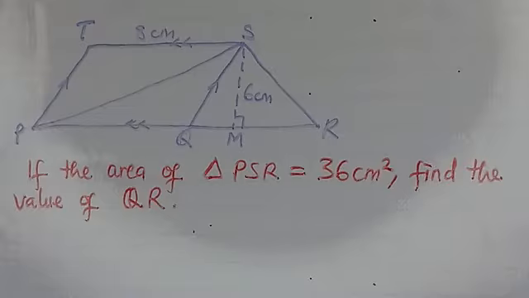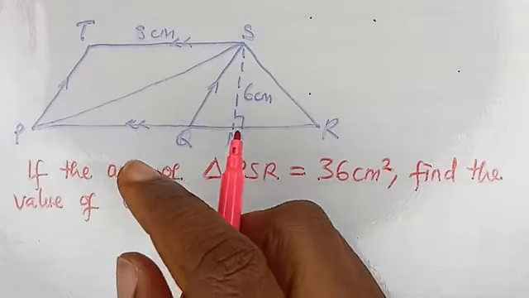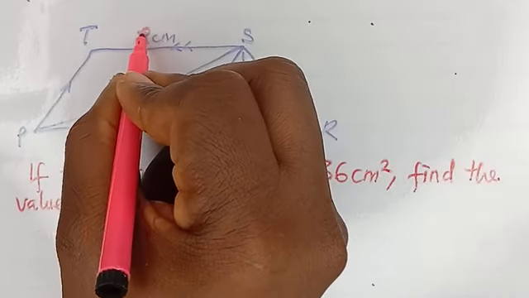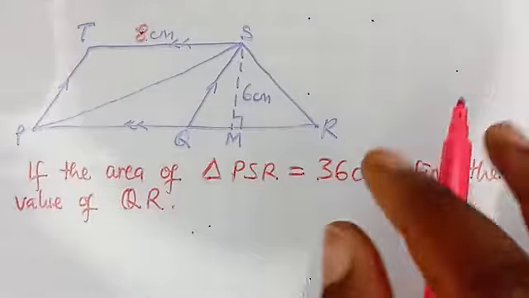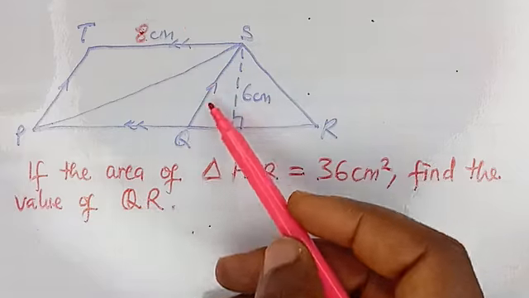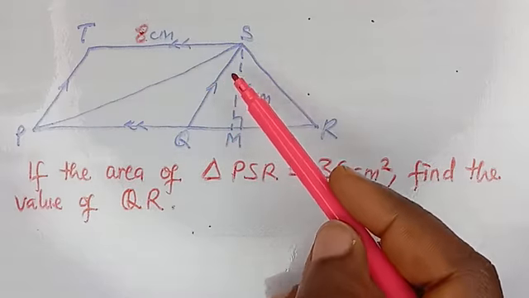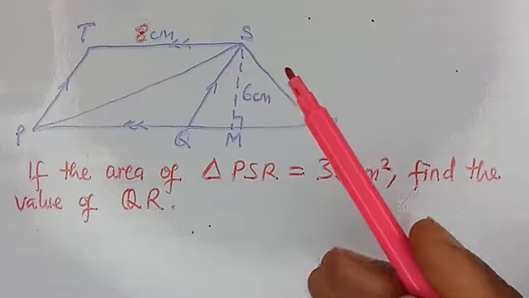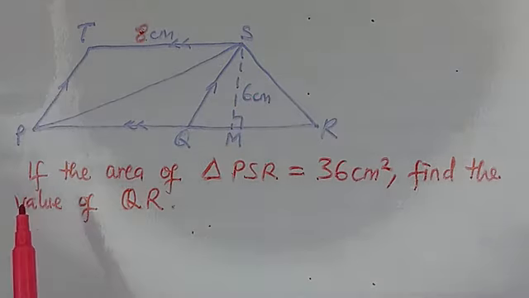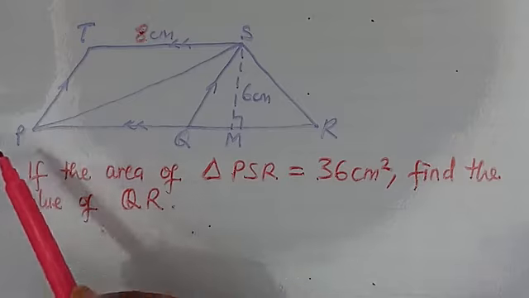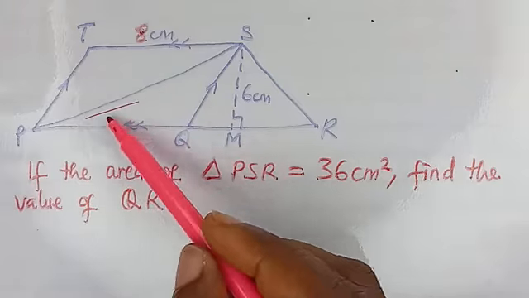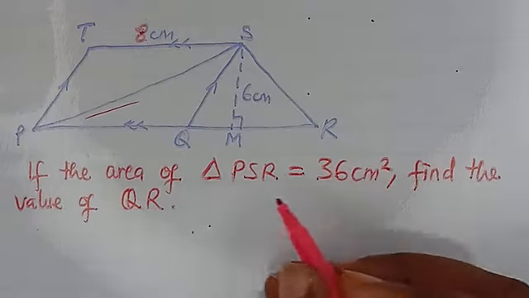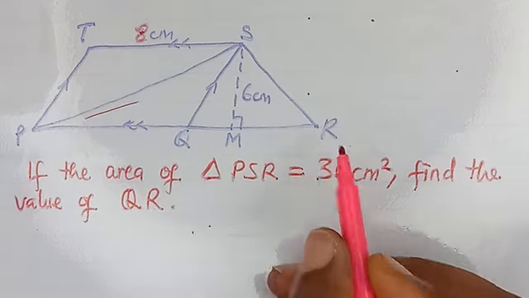Right, now we are presented with this shape. So this is 8 cm. We can see that this is a parallelogram, with this additional triangle here. And we can see that this height represents both the height of the parallelogram and the height of this additional triangle. But let's look at it carefully. If the area of triangle PSR, this triangle here, is 36 cm squared, find the value of this line QR.